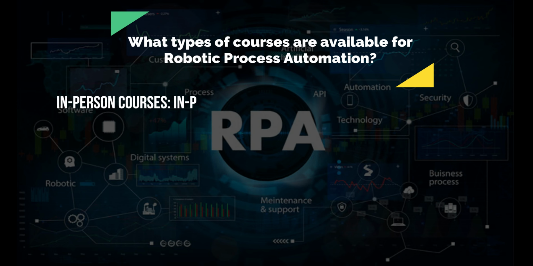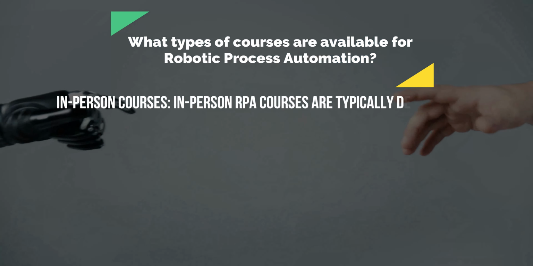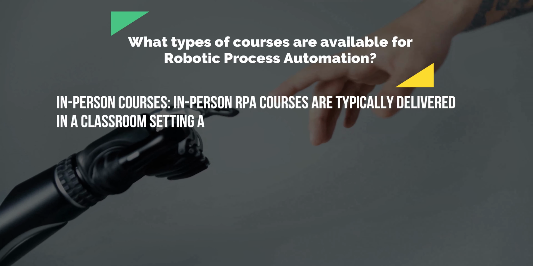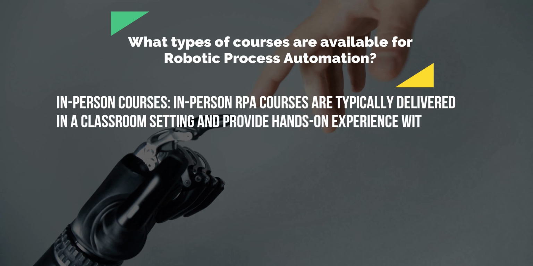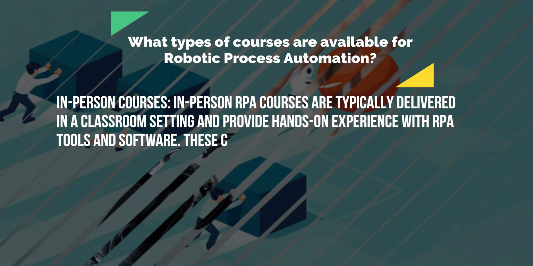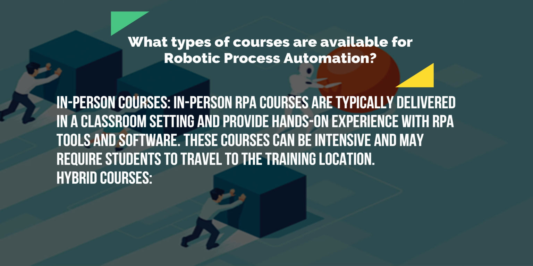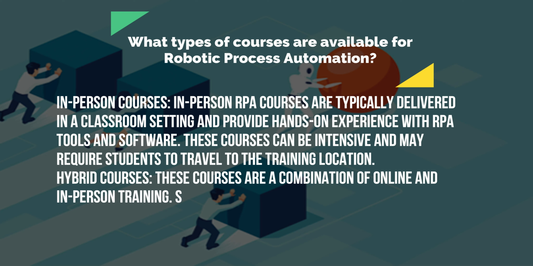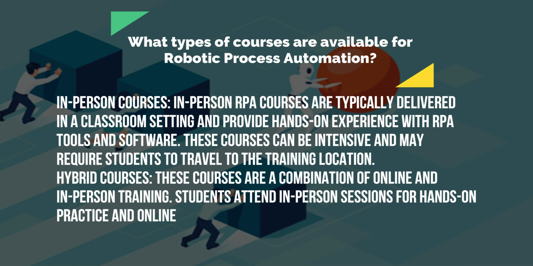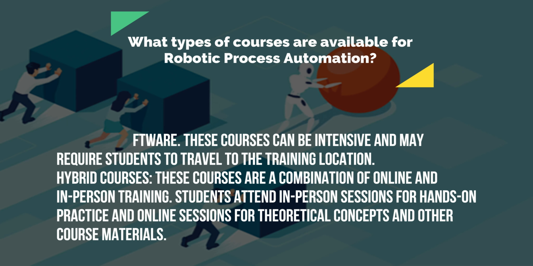In-person courses. In-person RPA courses are typically delivered in a classroom setting and provide hands-on experience with RPA tools and software. These courses can be intensive and may require students to travel to the training location. Hybrid courses. These courses are a combination of online and in-person training. Students attend in-person sessions for hands-on practice and online sessions for theoretical concepts and other course materials.